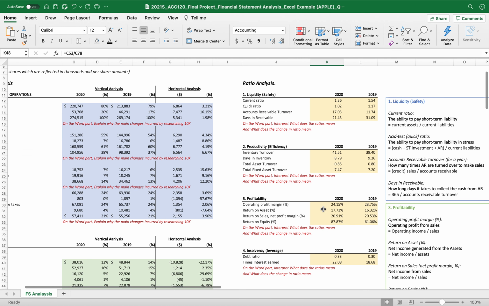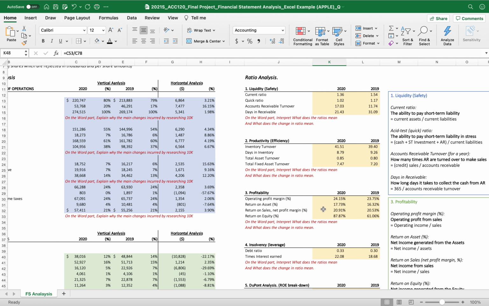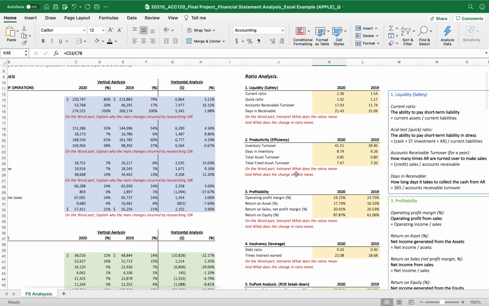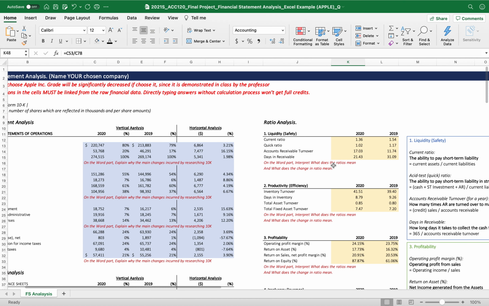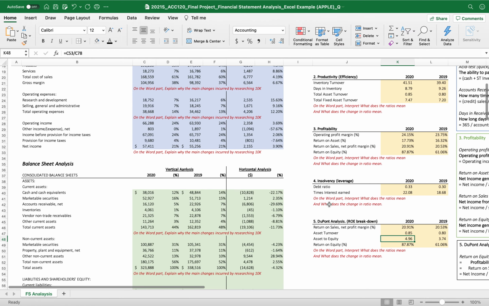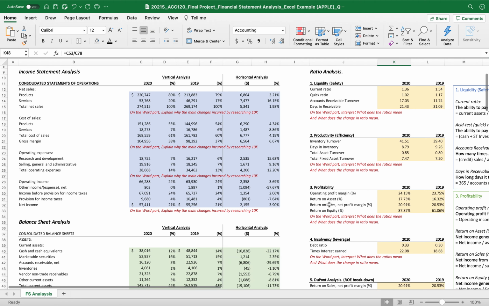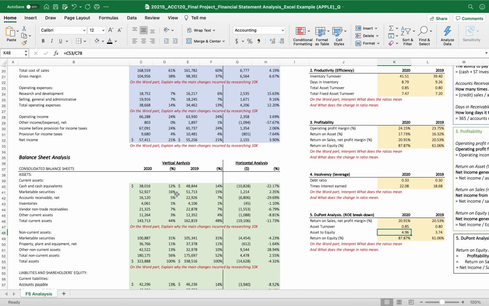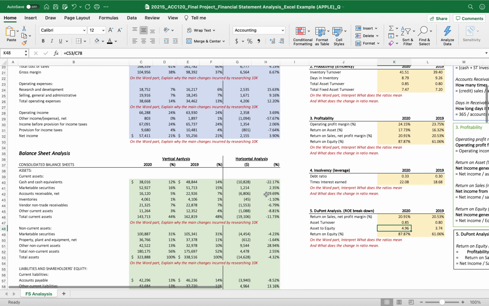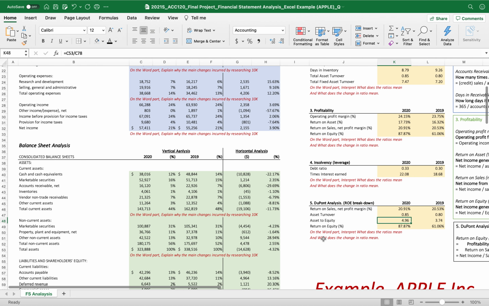So likewise, you all need to explain the meaning and the changes in terms of the liquidity, productivity, profitability, or insolvency perspective in the Word file. Okay, that's it. We don't have any other video clip. That is the Excel part. But more importantly, you must interpret the meaning of each calculation and percentage of the ratios.